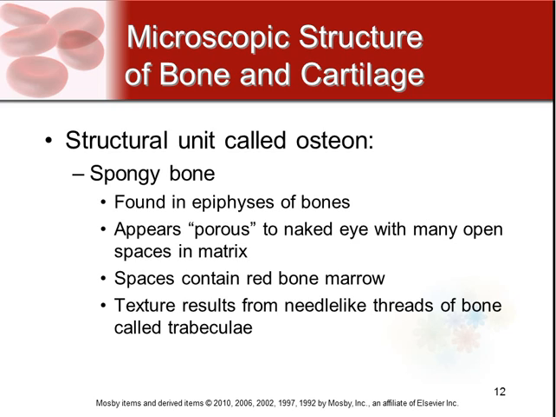So spongy bone, like we said, is found in the epiphysis of the bones. It appears much more porous if you look at it with the naked eye. The spaces, like we said before, contain red bone marrow, and that's where your red blood cells are made. And the texture is just very needle and thread-like.